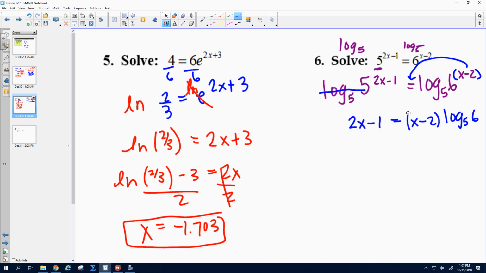Now I'm actually going to distribute the log base 5 of 6 to what used to be in the exponent. So I have 2x minus 1, and I'm going to distribute it. The x goes in front, okay? Put the x in front. So log base 5 of 6, and put the 2 in front right here, minus 2 log base 5 of 6. Evan.